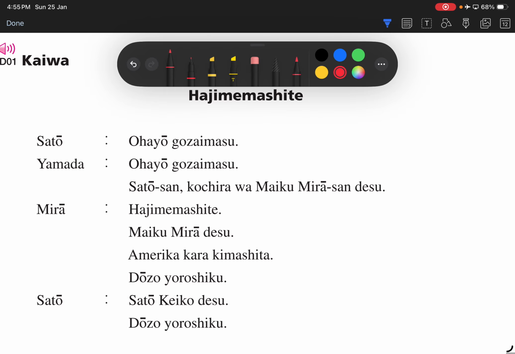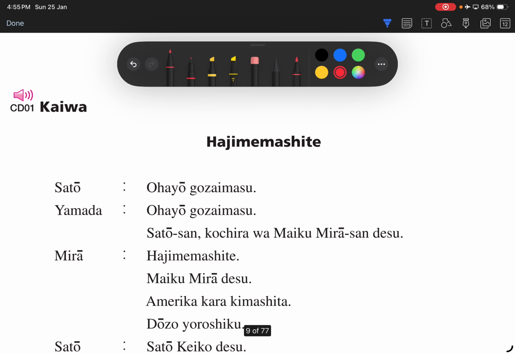So the title says はじめまして. So はじめまして means, if you refer back to our salutations greeting, はじめまして simply refers to nice to meet you for the first time.